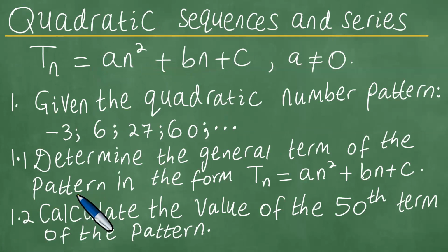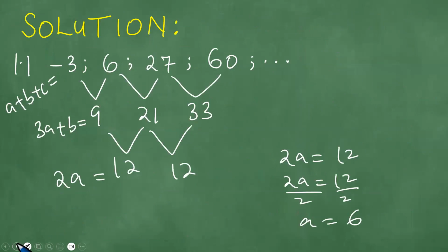So we went on to determine the general term of the pattern in the form t sub n equals an squared plus bn plus c. We need to also calculate the value of the 50th term of the pattern. What is the value of the 50th term? To find the 50th term, you just find T sub 50, question 1.2.